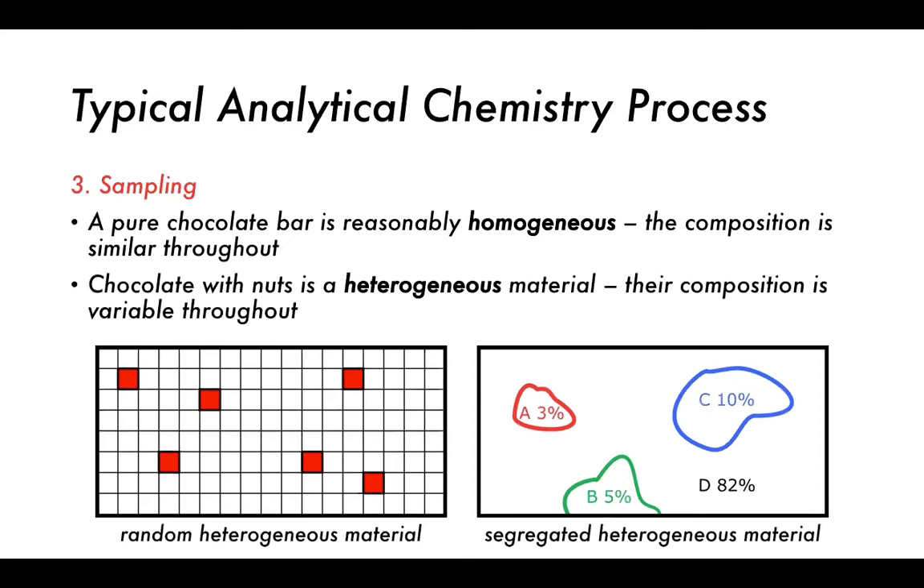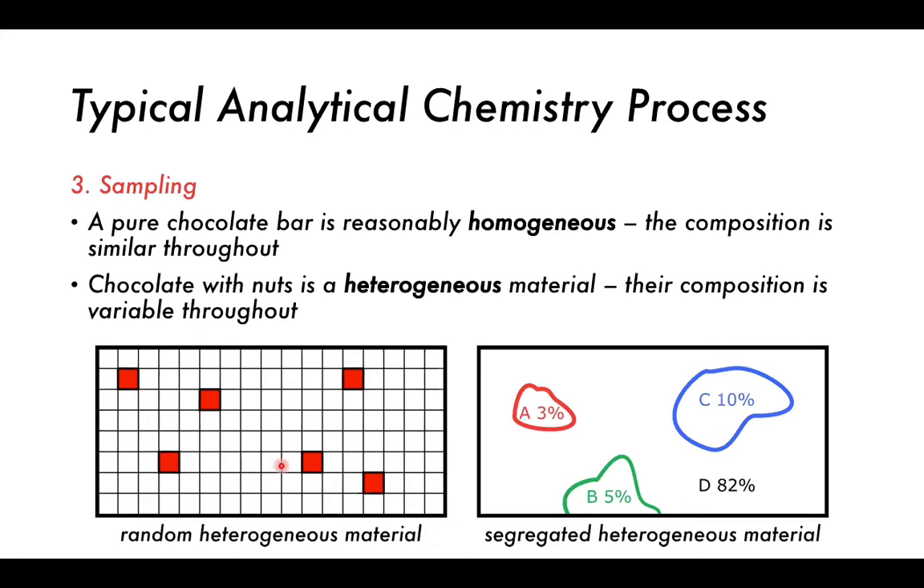So here are two different types of heterogeneous material. The one on the left is a random heterogeneous material, where this outer square is our area of sample, which is randomly heterogeneous. What we can do here is divide the sample up into a certain number of squares, and then, using a random number generator and assigning numbers to each square, we're able to randomly pick some squares, and we take our samples from those squares. If we take enough squares from a random enough array of positions, we will get a representative sample.